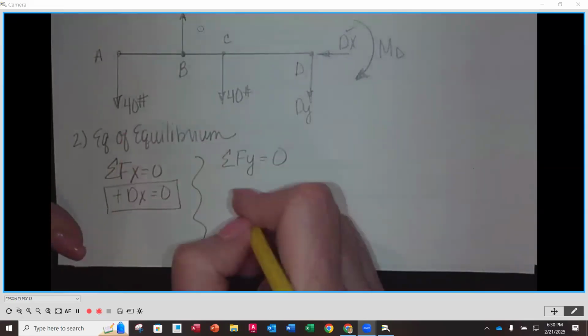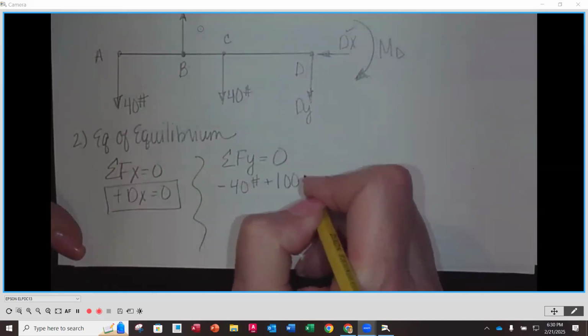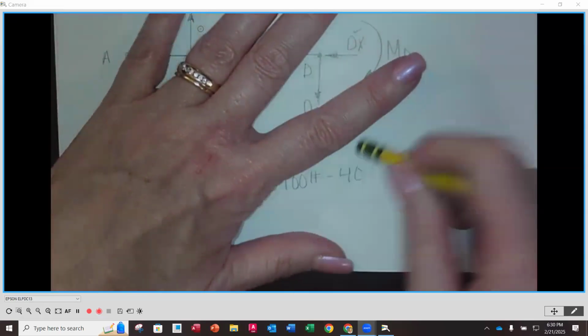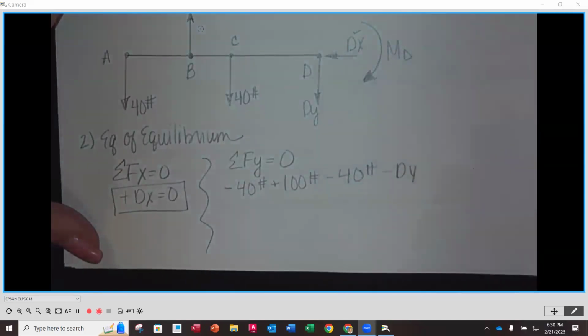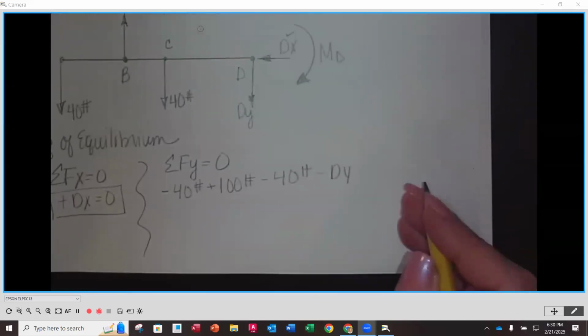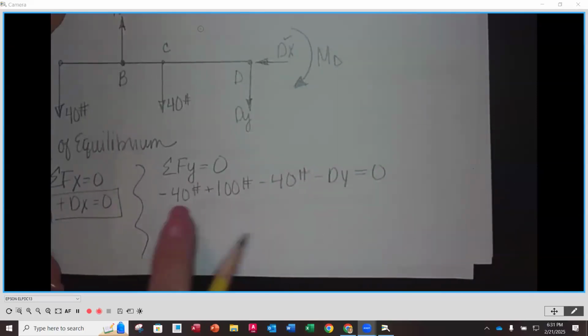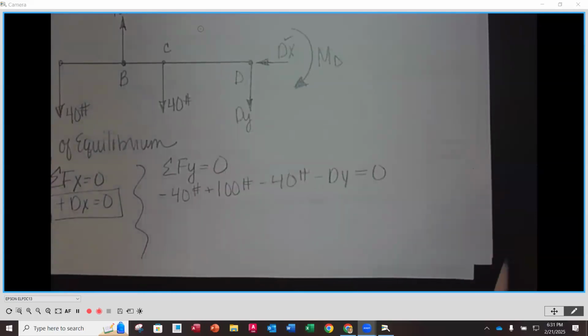So I'm just going to move along. I'm going to go negative 40 pounds plus 100 pounds minus 40, not 440 pounds, minus dy. Those are all the forces in the y direction. So I set this equal to 0. Sum of the forces in the y equal to 0. And now my only unknown here is dy, right?